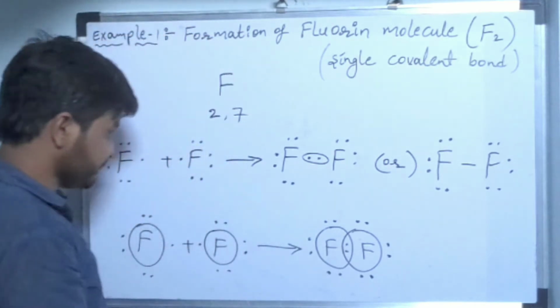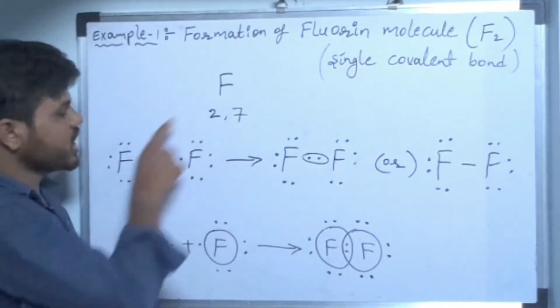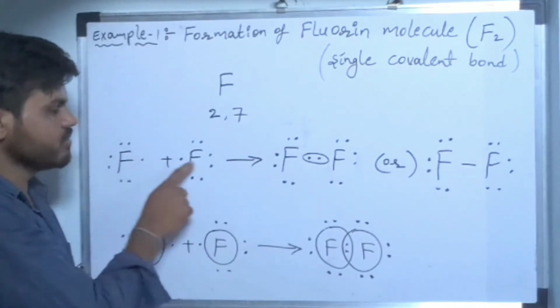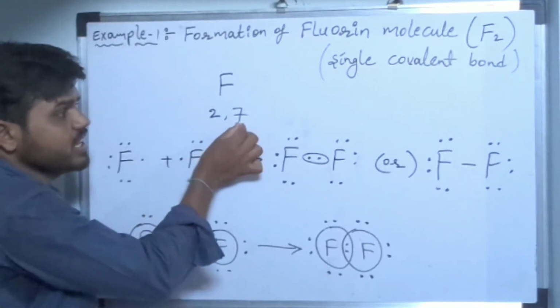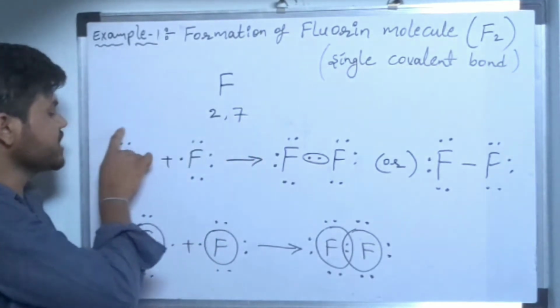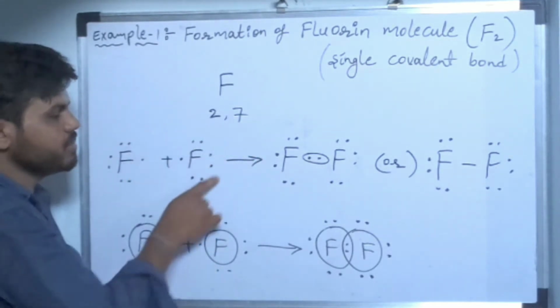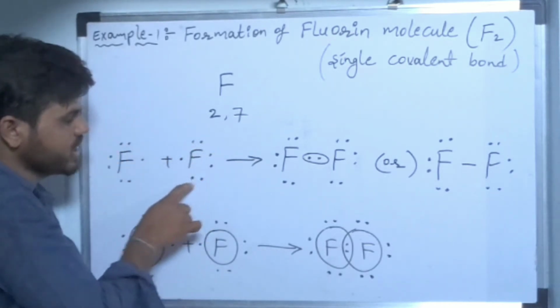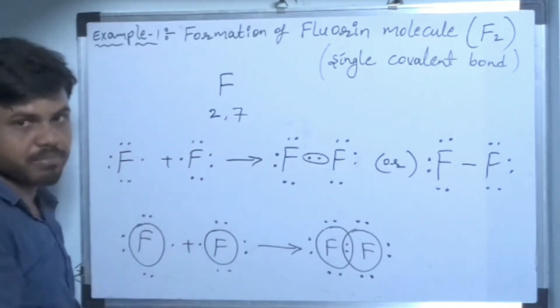Now take two atoms of fluorine. I took two atoms here and wrote the symbol of fluorine. Next, take the 7 valence electrons and place them around the symbol of fluorine. Here I placed 7 valence electrons: 1, 2, 3, 4, 5, 6, 7. Here also I placed 7.